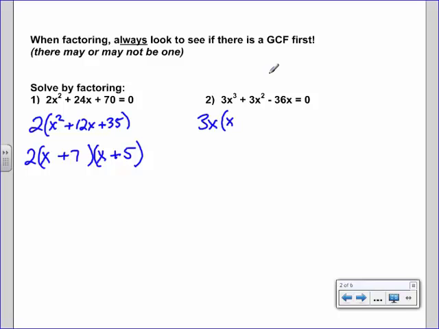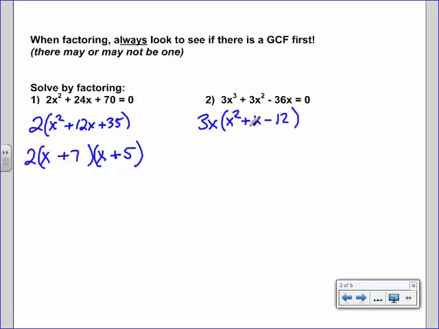And 3x times x squared is 3x cubed. And 3x times x is 3x squared. And 3x times 12 will give you your 36x. And notice a positive and a negative there. Now you need two numbers that when multiplied give you negative 12, and when added give you positive 1.